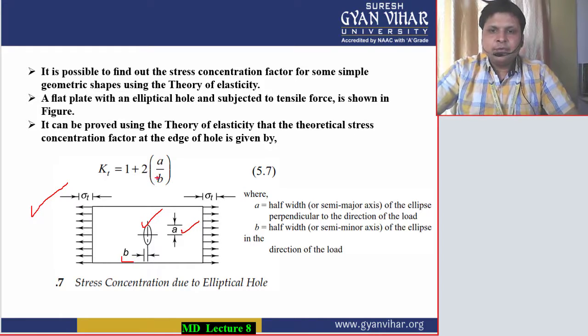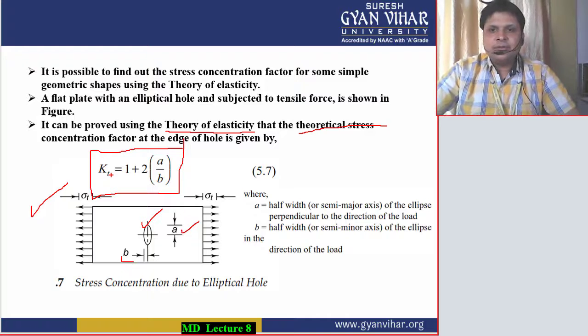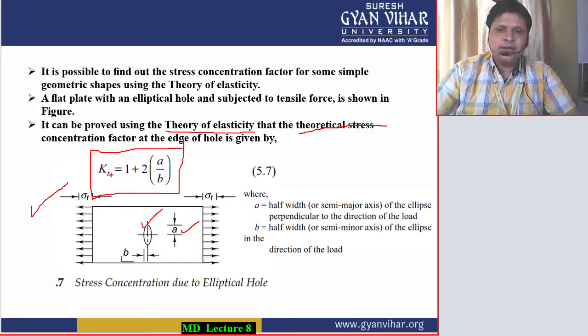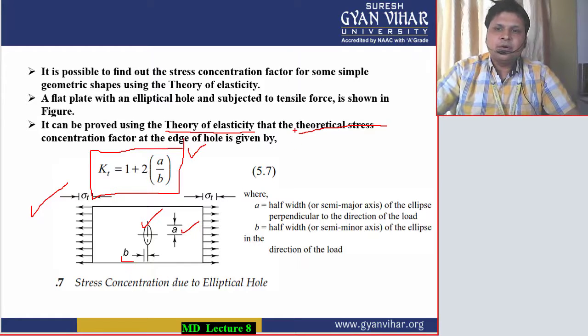Now it has been obtained from the theory of elasticity that the theoretical stress concentration factor can be obtained by this formula. This formula says that Kt is equal to 1 plus 2 into bracket a by b. So from this formula you can calculate the value of theoretical stress concentration factor.